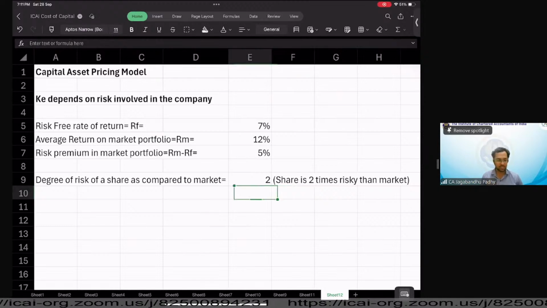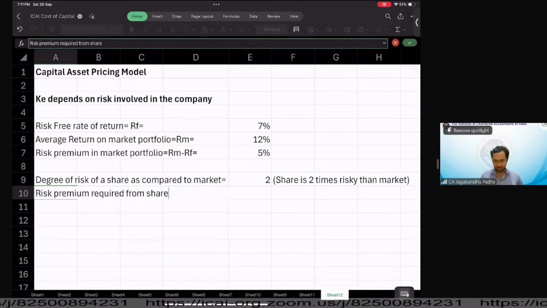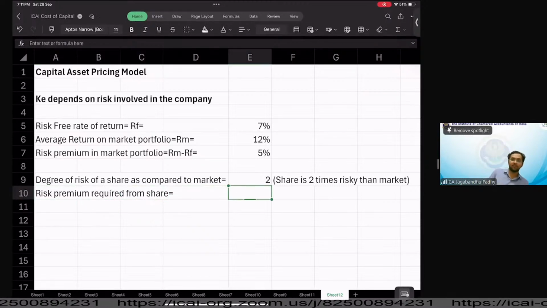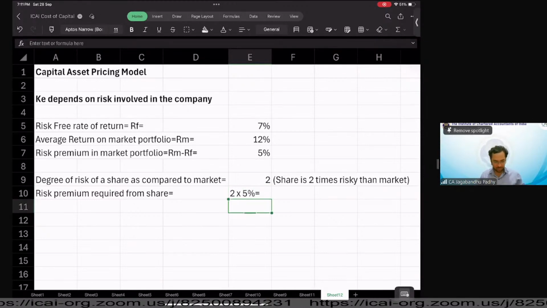So if it is 2 times risky, can you tell me what risk premium is required from the share? Can I say double? It's obviously going to be 2 times 5%, which means 10%, right? So you need a risk premium of 10%.